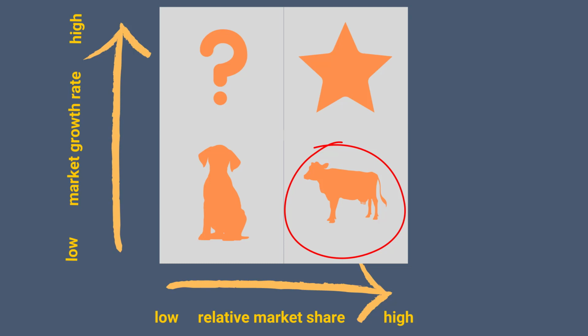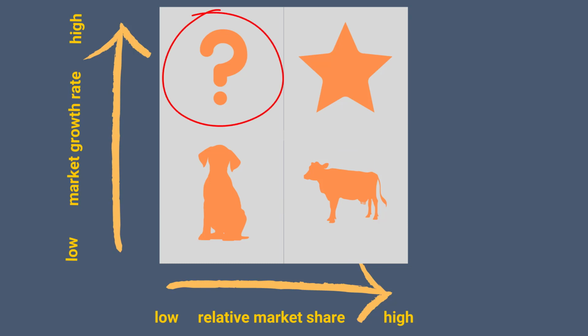For example, you want to defend the position that stars have, or maybe you want to see what the potential of your question marks is. And we want to see if we can change some question marks into stars. So then we come to question marks. Now, question marks operate in high growth markets, but at the same time, they don't have a high market share or relative market share.